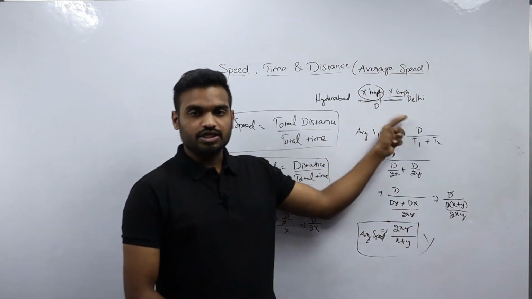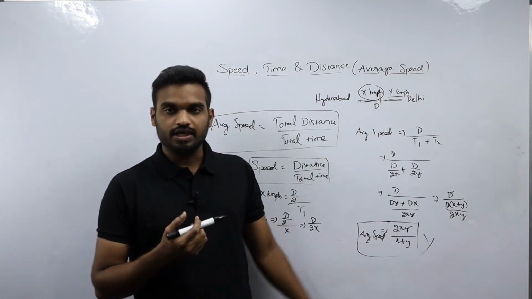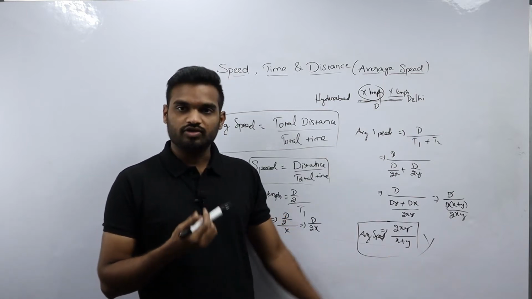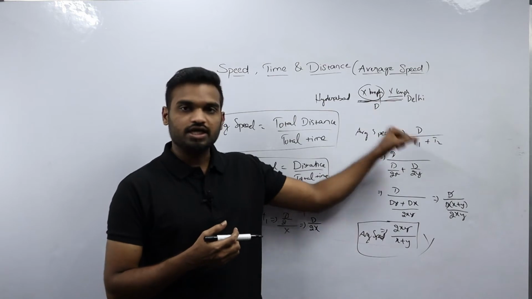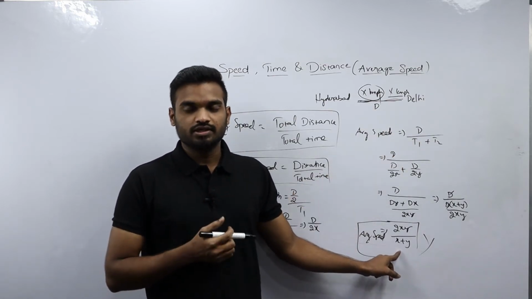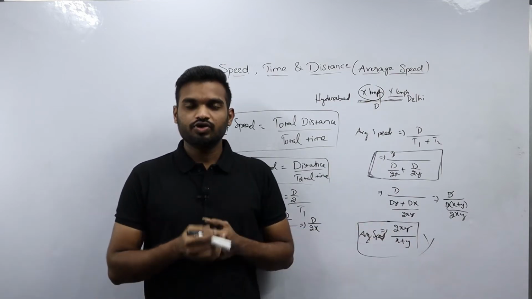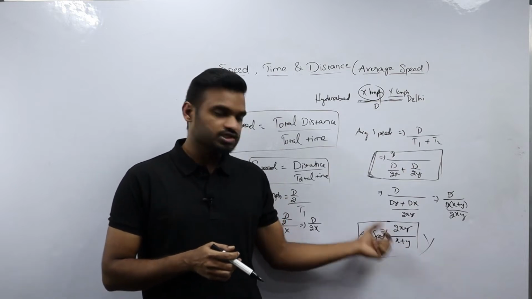So whenever the distance is equal, you can use this formula to solve the problems. And I don't suggest you follow this formula, because if you keep on using this formula to solve the problems, whenever the distance is not equal also, you use the same formula and you will get the wrong answer. That's the reason from the beginning itself, try not to use the formula to solve the problems. Now you can ask me how to solve the problems without using this formula.